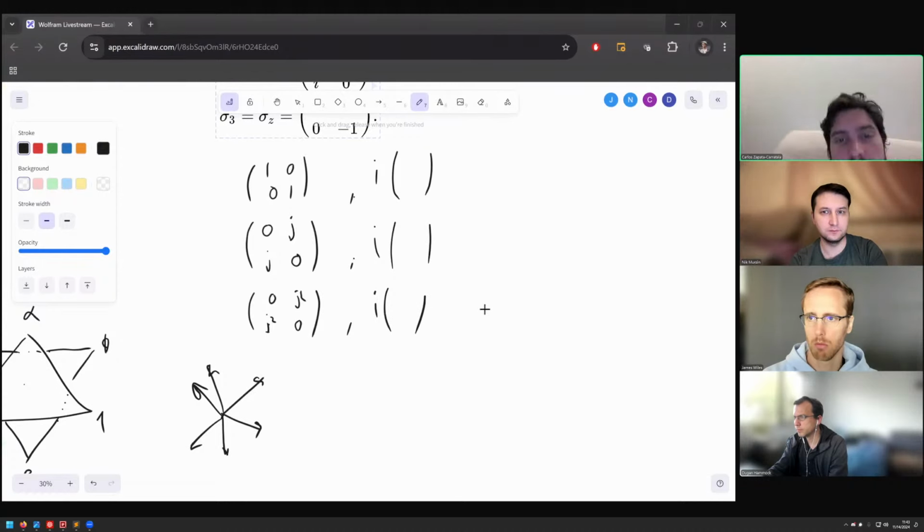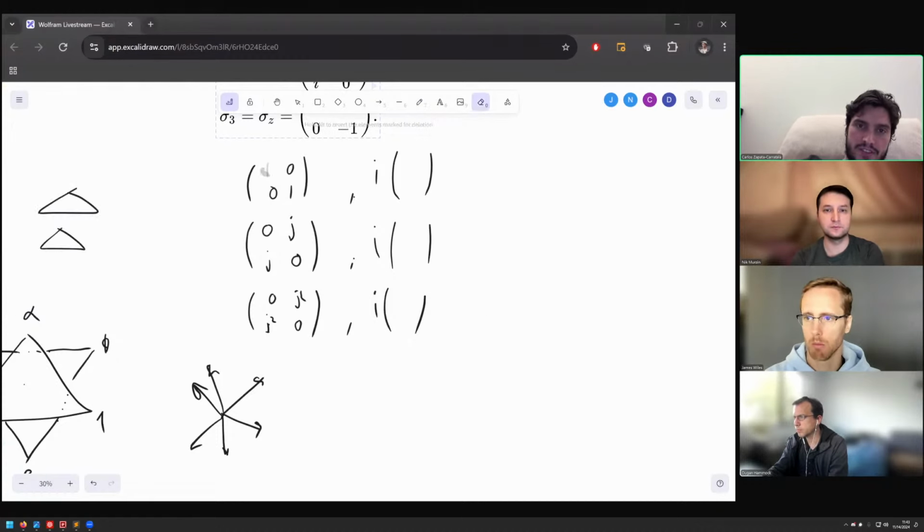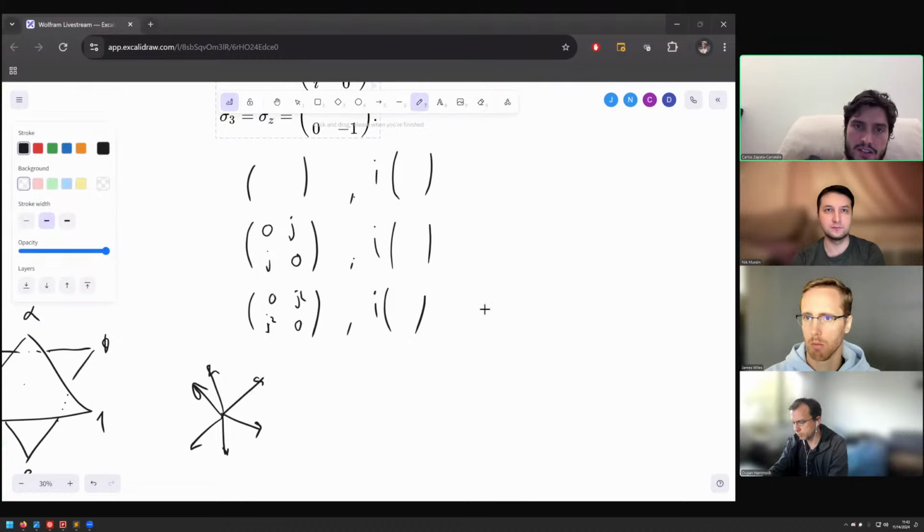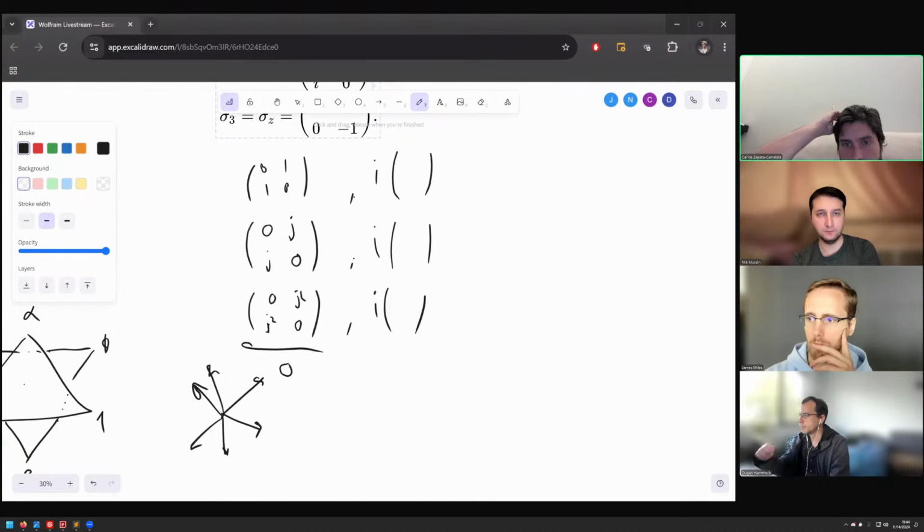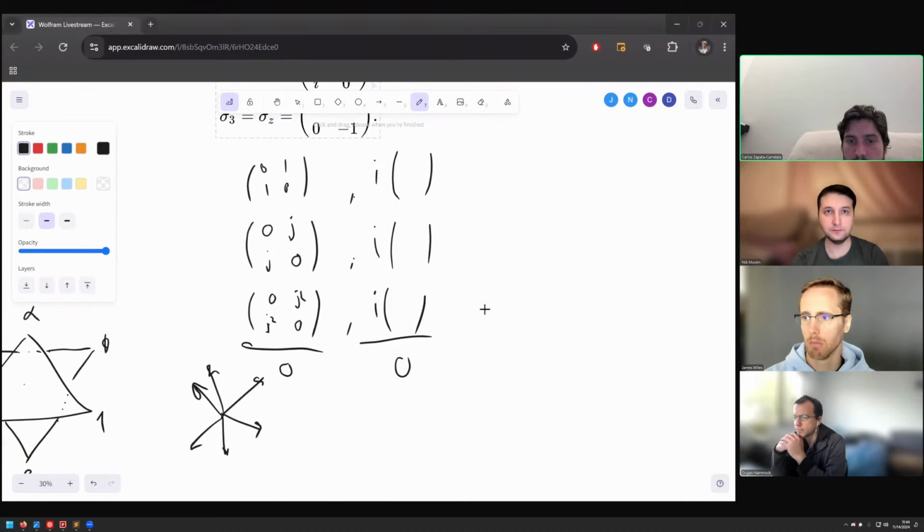If I remember correctly. Anyway, we might want to do this explicitly in a second, but these 3 had the property. I was going to make a fool of myself. So this is 0, 0, 1, 1, right? Sorry, that was pretty obviously wrong. So the point is that these 3 matrices add up to 0, and naturally, these three matrices add up to 0.